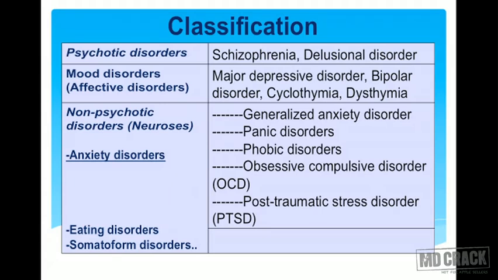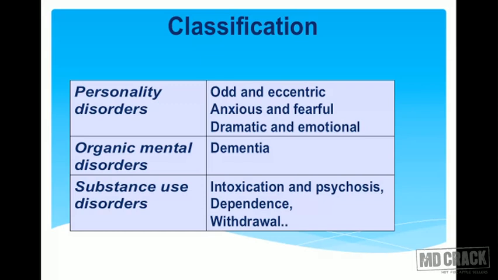We go on to the next slide to complete the classification. Personality disorders. There are 3 major types of disorders. Odd and eccentric personality, number 1. Anxious and fearful personality, that's 2. And dramatic and emotional personality, that's number 3. So these are 3 important personality disorders. Next, organic mental disorders include dementia, and the last one is substance use disorders. These are intoxication and psychosis, dependence on a particular substance, and the withdrawal state, withdrawing from a particular substance. So this is to complete the classification.